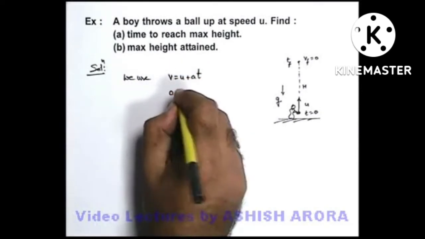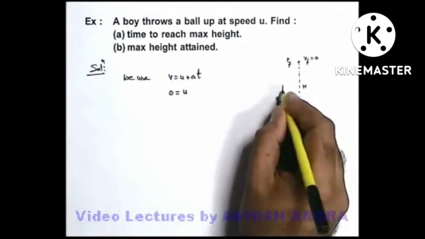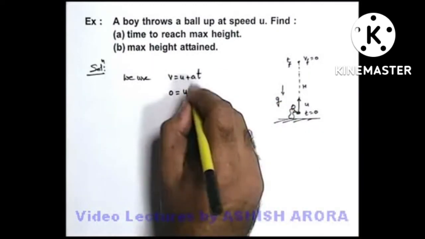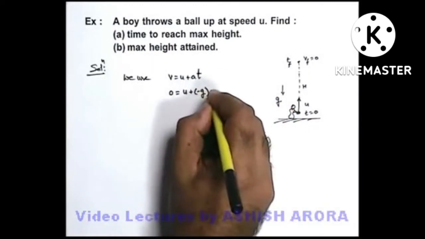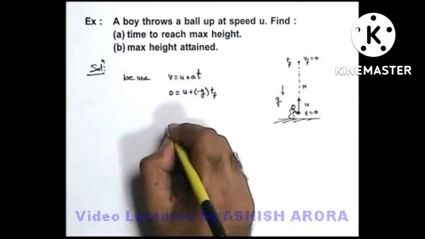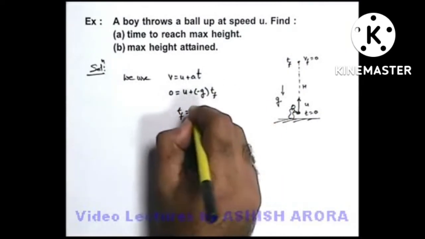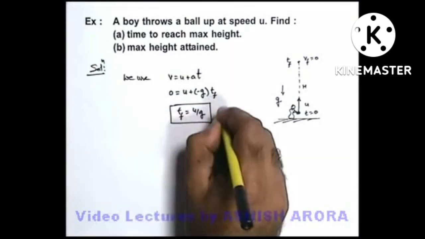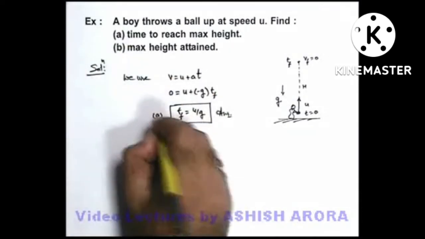Here final velocity we can take as 0, initial velocity we take as u. As acceleration is opposite to velocity, we can write acceleration as minus g, and the total time to reach maximum height is tf. So here this tf can be written as u by g. This is the answer to the first part of this question A.